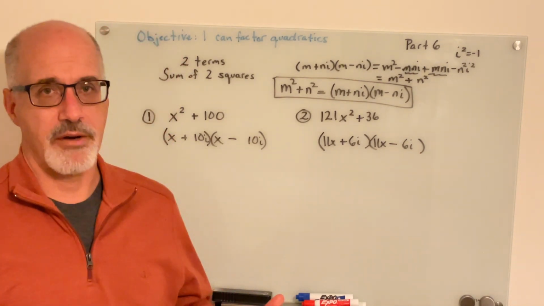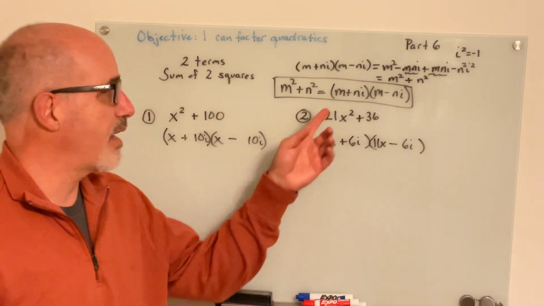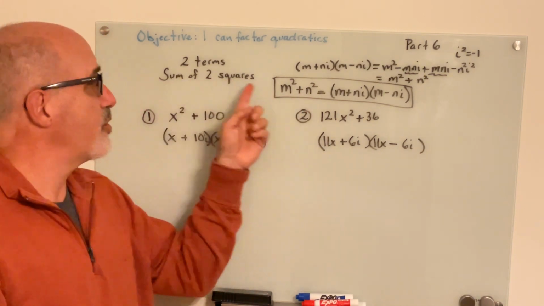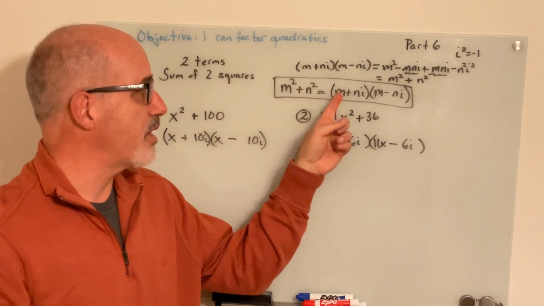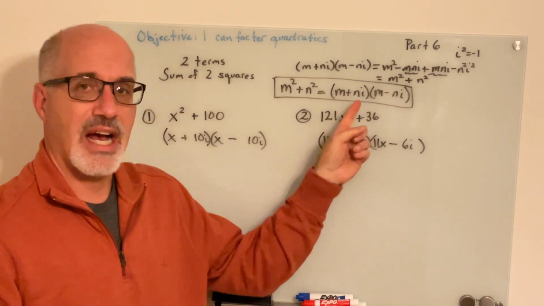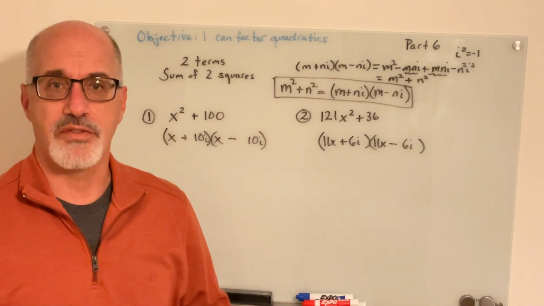So follow the pattern. Difference of two squares, you don't have the i's involved with the minus here. But when you have the sum of two squares, you have to put the same type of pattern with one minus, one plus, but have an i after the last term to get your factorization.